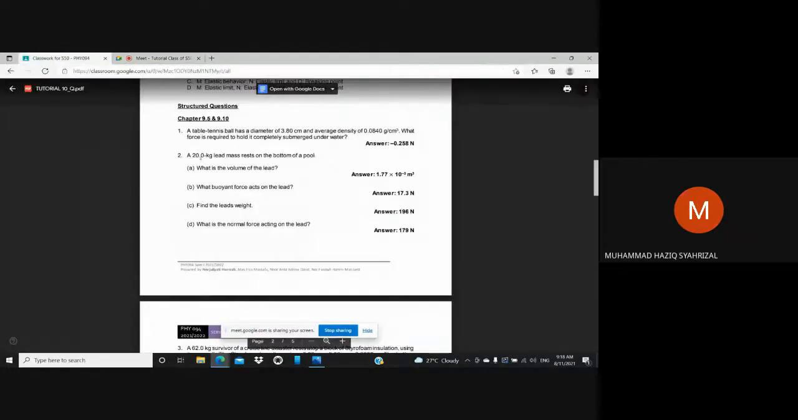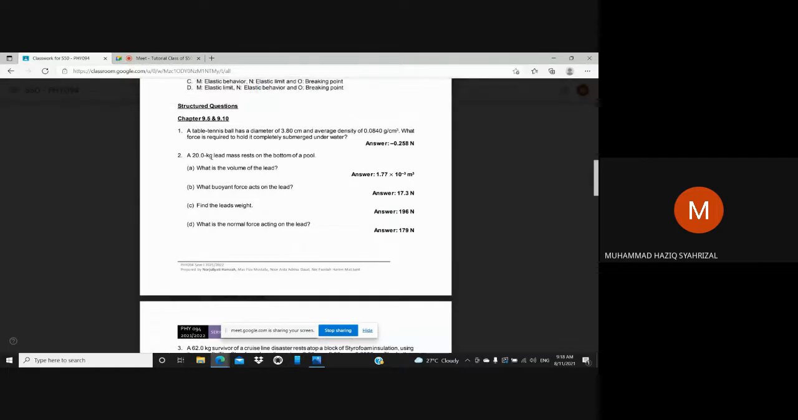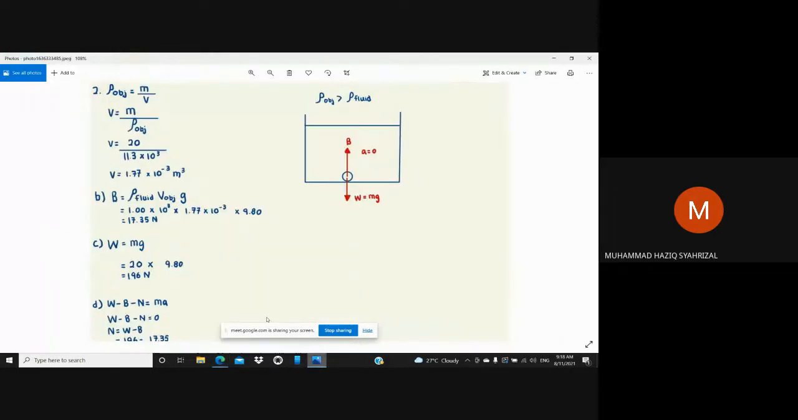Okay, soalan bagi nombor 2, 20 kilogram lead mass rest on the bottom of a pool. A dia minta what is the volume of the lead. So dekat sini saya buat nak dapat formula density is rho object is equal to mass over volume. So sekarang kita nak cari volume lead. So volume bawa pergi belah sana, and then mass over rho object. Rho object adalah 11.3 darab 10 kuasa 3. Berat dia adalah 20. So tekan kalkulator akan dapat 1.77 darab 10 kuasa negatif 3.